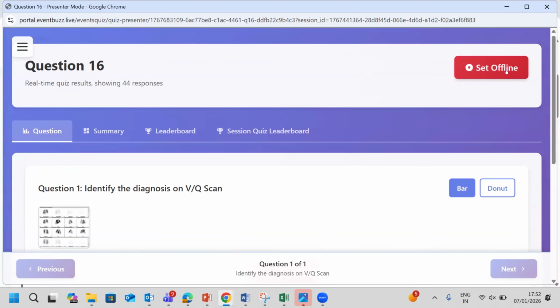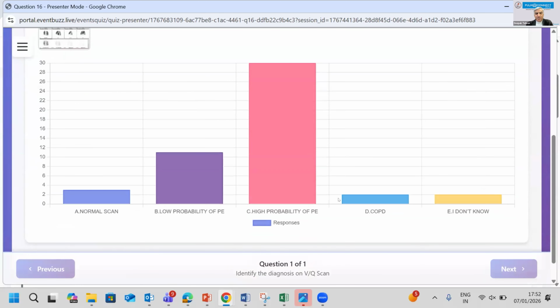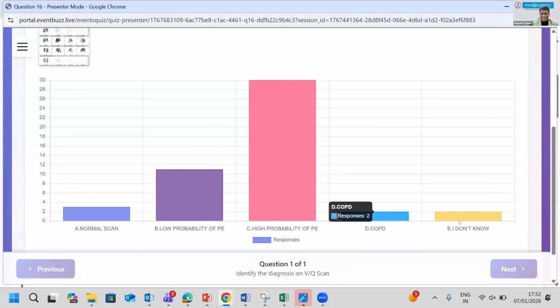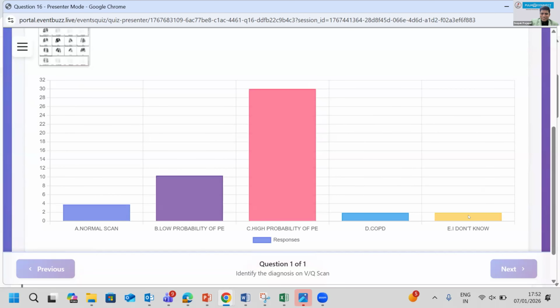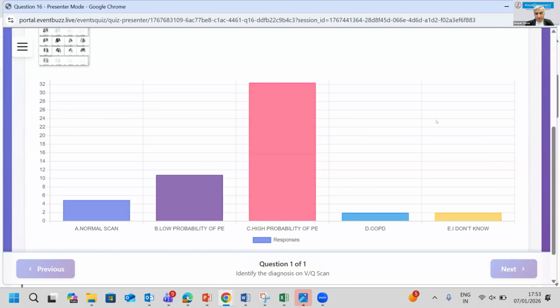So, the time's up. Can you freeze this result, question number 16? Because in this, somebody has said, I don't know. Yeah, I think there are two responses. Both of them will definitely have a special reward coming up from PAX for these two people. And this is very interesting.